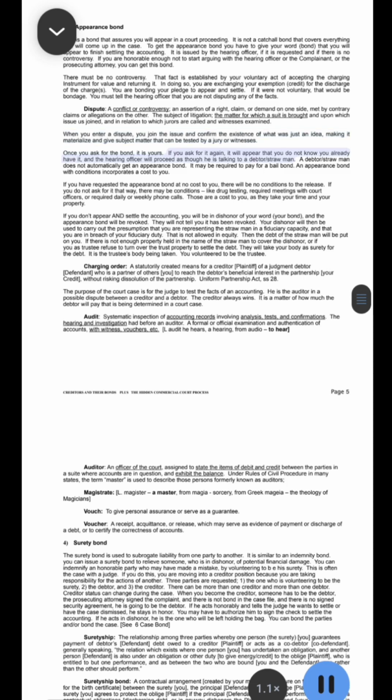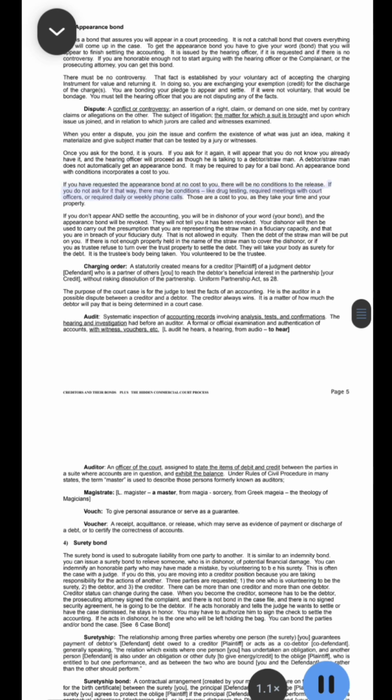Once you ask for the bond, it is yours. If you ask for it again, it will appear that you do not know you already have it, and the hearing officer will proceed as though he is talking to a debtor straw man. A debtor straw man does not automatically get an appearance bond. It may be required to pay for a bail bond. An appearance bond with conditions incorporates a cost to you. If you have requested the appearance bond at no cost to you, there will be no conditions to the release.